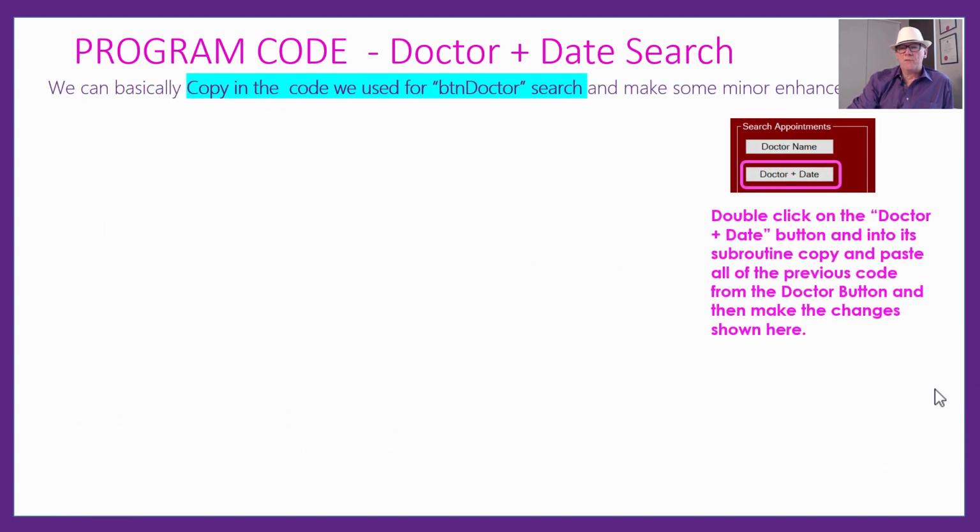So program code, doctor and date. Just copy in all that code from BT and doctor. So double click on doctor and date button, and then go back to where we did the doctor button. Copy and paste all the code in.